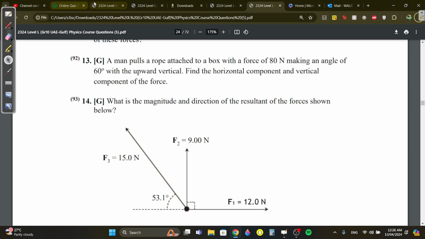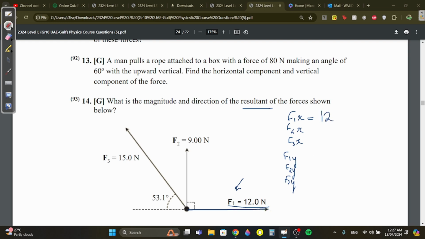Okay, question 14. This is the second one required. What is the magnitude and direction of the resultant? It's very easy. You have F1x, you need to find F2x, you need to find F3x. Then you need to find F1y, F2y, and F3y. F1x, obviously, is 12. It's given, 12.